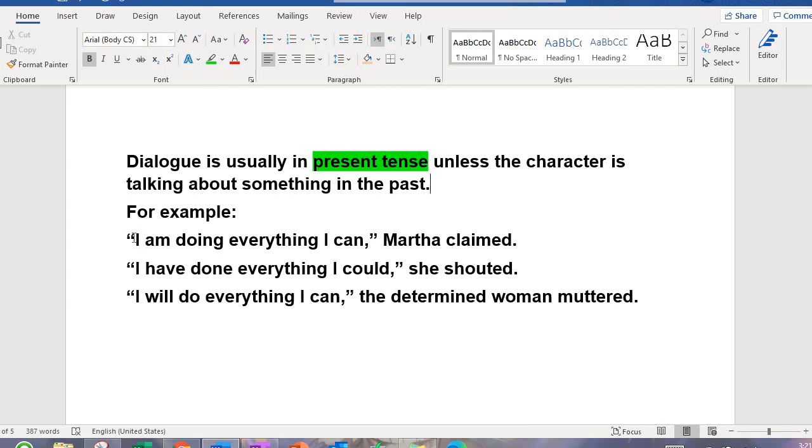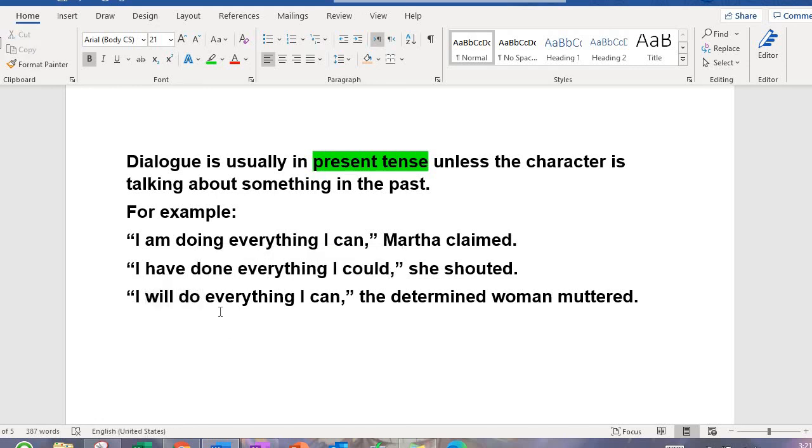For example, "I am doing everything I can," Martha claimed. So right now she is talking in present tense and she's telling you what she is doing right now. Now in the second sentence, "I have done everything I could," she shouted. So you can see that in this sentence she is talking about something that she has already done, which is why this dialogue has been written in past tense. "I will do everything I can." Now she is claiming to do something in the future.